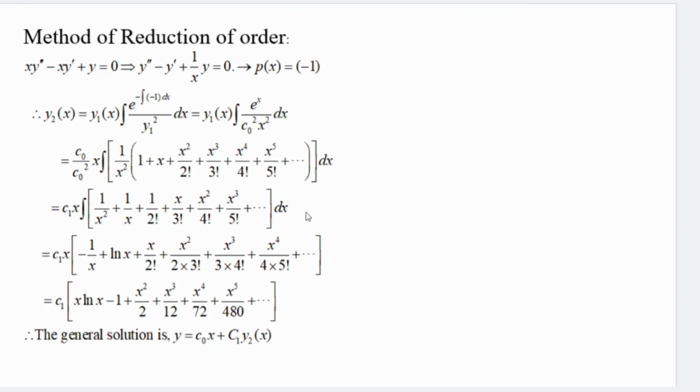So this confirms that we cannot always get two linearly independent series solutions for case number 2, that means when the difference between the two indicial roots is an integer.